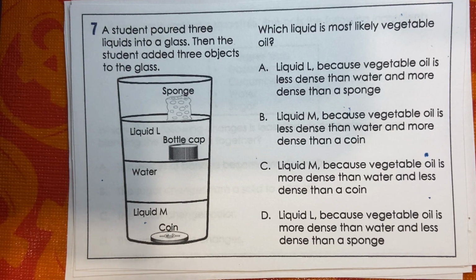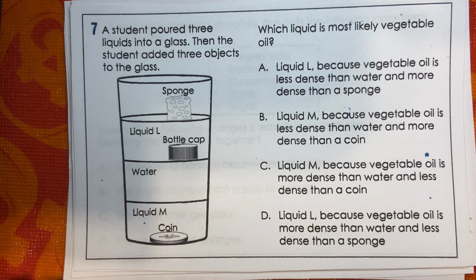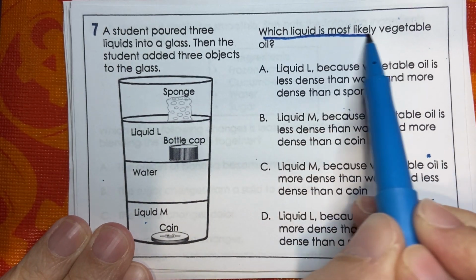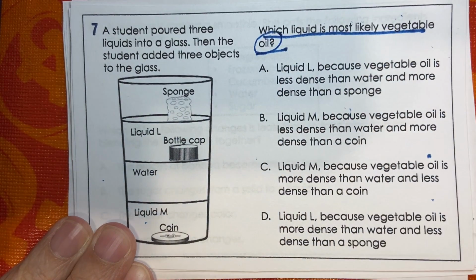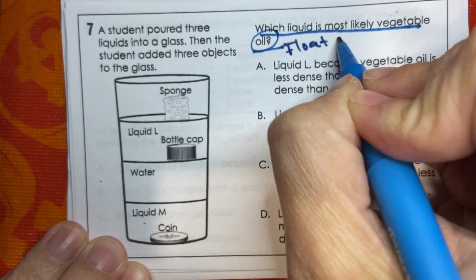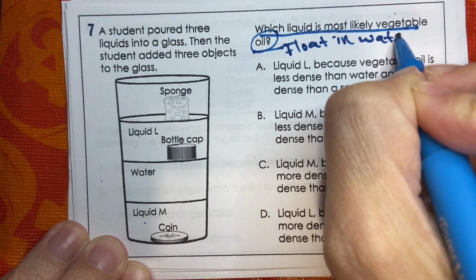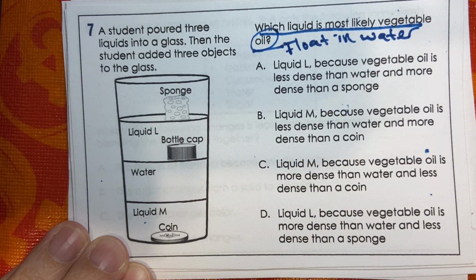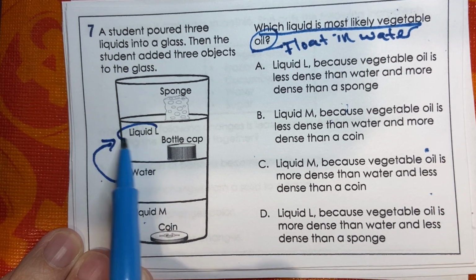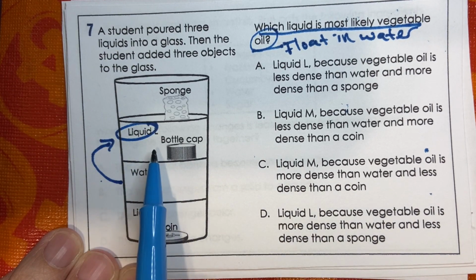Number 7, one of our density columns with solids, right? A student poured 3 liquids into a glass. Then the student added 3 objects to the glass. We did a lab very similarly, right? The question is, which liquid is most likely to be vegetable oil? Well, we know that oil would float in water, right? And it floats in water because it's less dense, right? So if here's the water, the oil is going to be the liquid that's on top of it. So it's going to be liquid L.